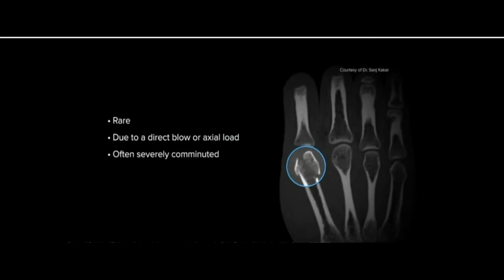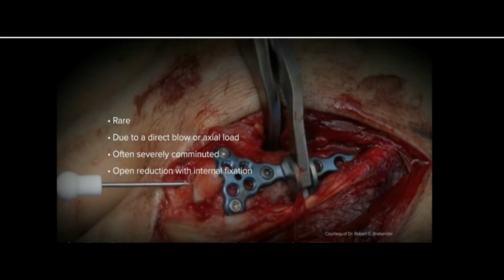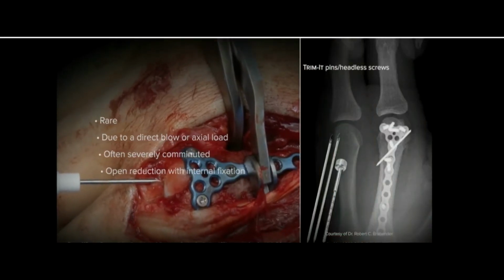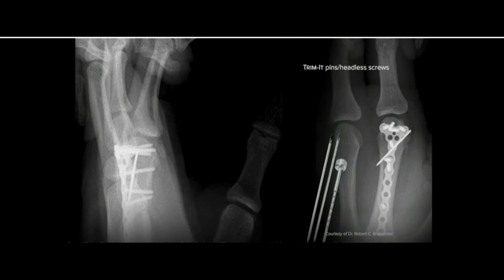Intra-articular metacarpal head fractures are rare and are due to a direct blow or axial load. They're often severely comminuted into small fragments that cannot be fixed. Open reduction and internal fixation has the goal of anatomic articular reduction with the help of trimmet pins or headless screws. Another option is MCP arthroplasty versus fusion for extremely comminuted intra-articular fractures.